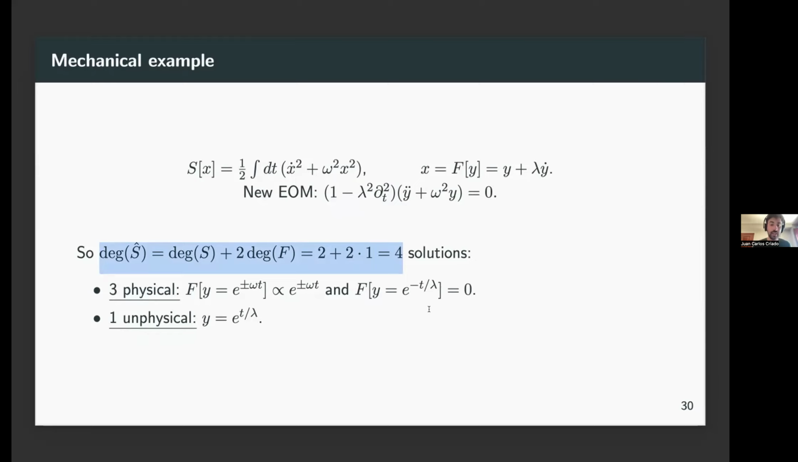3 of them are physical, and those include the 2 ones that you could get in perturbation theory, and also the e to the minus t over lambda, which, if you apply f, gives the trivial solution in the original theory. So that's also a physical solution in that sense. And then there's the unphysical one, which, if you apply f to it, gives you something that's not a solution to the original theory. And that, therefore, that's new physics.